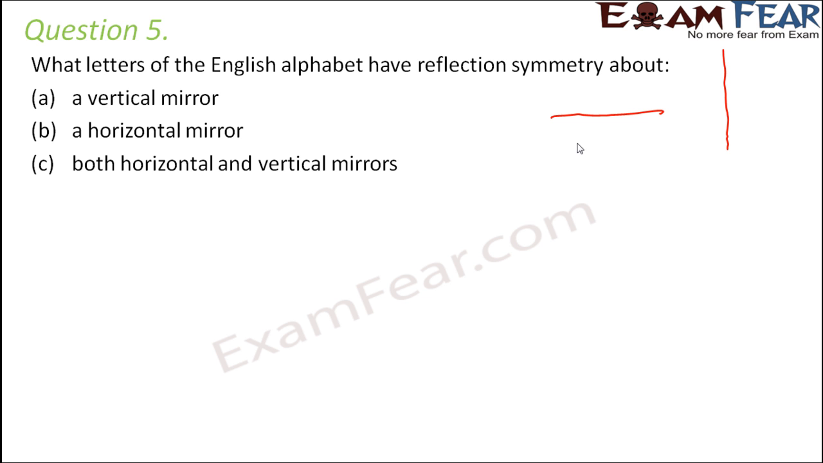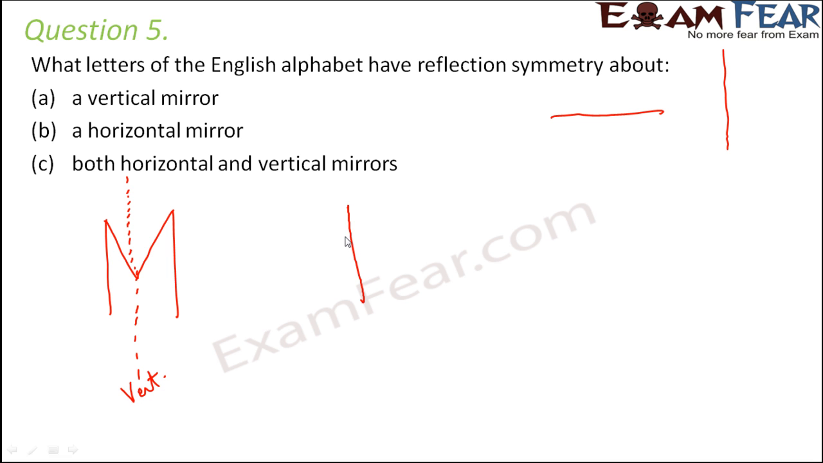So let us look at some of the letters. Like, let's think of the letter M. So if you look at M, there exists a vertical line of symmetry in M. So this half and this half, they are identical and mirror images. So M is an alphabet which has vertical line of symmetry. Similarly, if you think of an alphabet like B, here you see it has a horizontal line of symmetry. Anything that is above and anything that is below, they are mirror images and they are identical. So this has a horizontal line of symmetry.